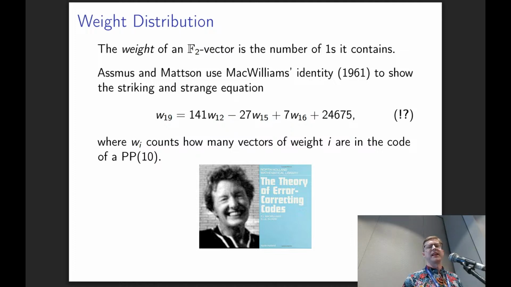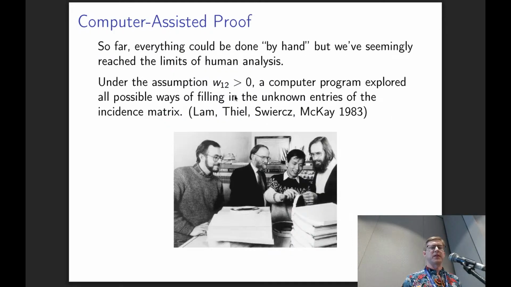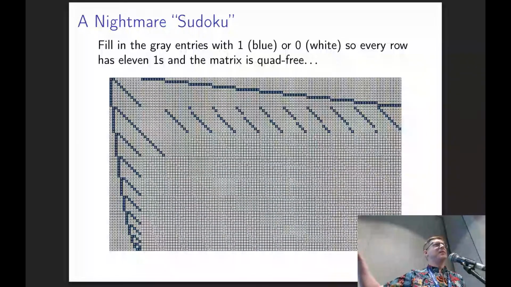At this point, Lam gets a team of programmers together, some of them shown here, and they're going to do a computer search, right? First of all, they make the assumption, let's say there's going to be a vector of weight 12 in the code. So W12 is positive. From that assumption, they create what I call a nightmare Sudoku.